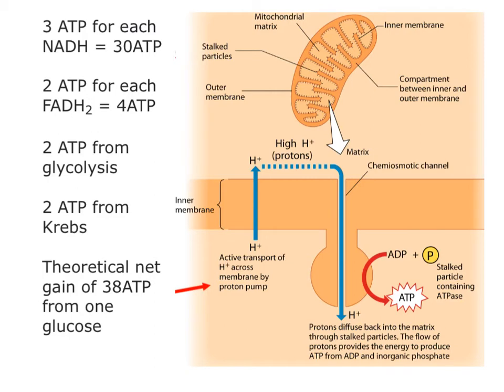That gives you 30. The FADHs, they come in on the second carrier, so they can only pump across 2 protons, therefore 2 ATPs, and we have 2 FADHs, so that's the 4 ATPs, so that's 34 that come from the oxidative phosphorylation, or the electron transport chain.